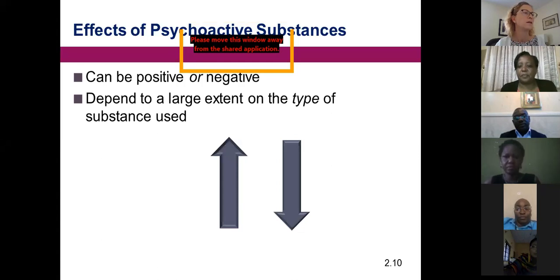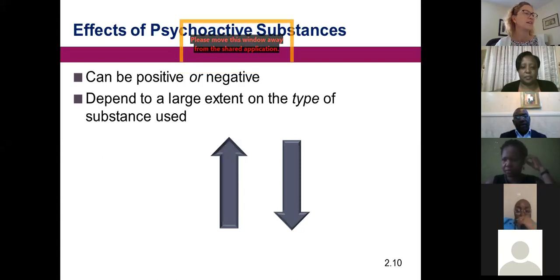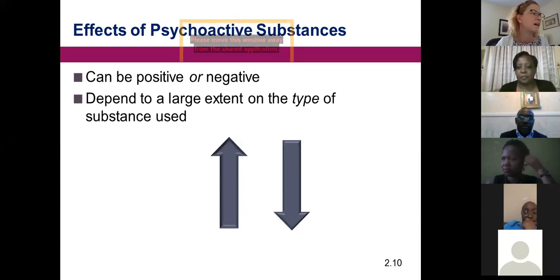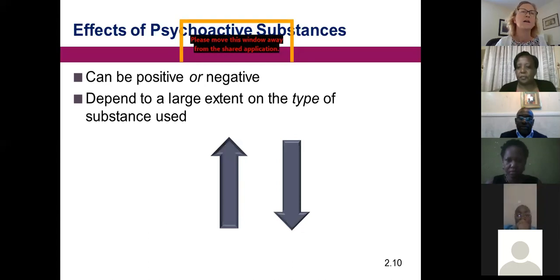Hello, I have a question. Okay. Yes. Could it also depend on the region where some of these substances are manufactured, or the way they have been stored, or the route of administration? Sorry, I didn't get the question. Maybe the administrator can read the question to me.